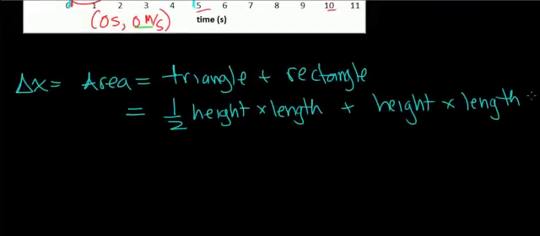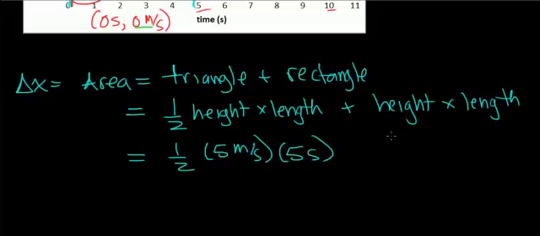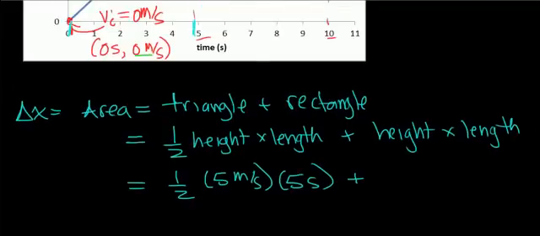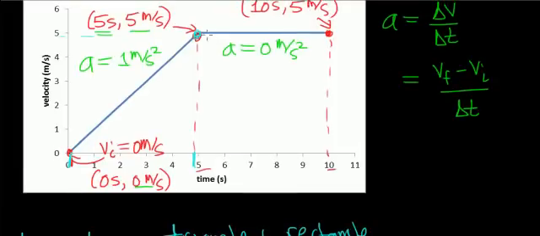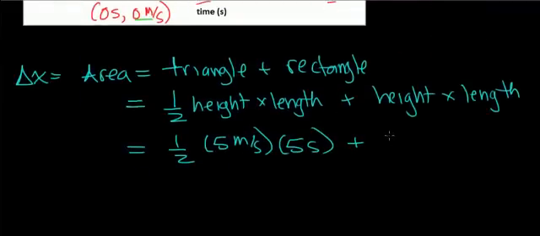So in place of these two dimensions, we can write 1/2 the height, which in this case is 5 meters per second, times the length of 5 seconds, plus the region during which this object is traveling with constant velocity, which is going to be the height of the rectangle, which in this case is also 5 meters per second, and the length of this rectangle is going to be 5 seconds as well. So the height will be 5 meters per second times a length of 5 seconds.